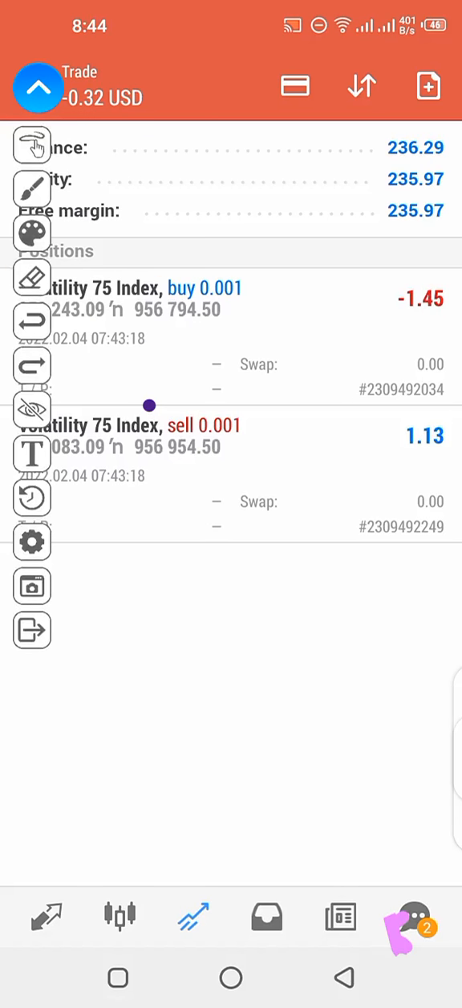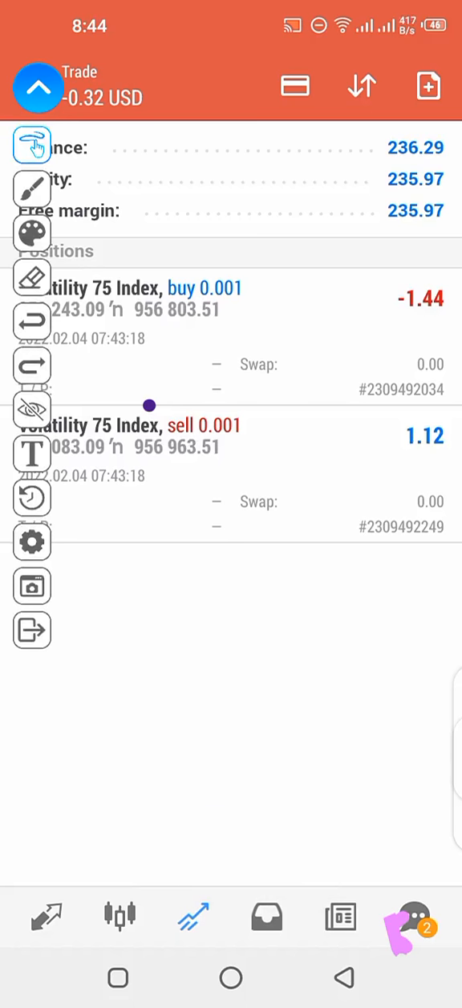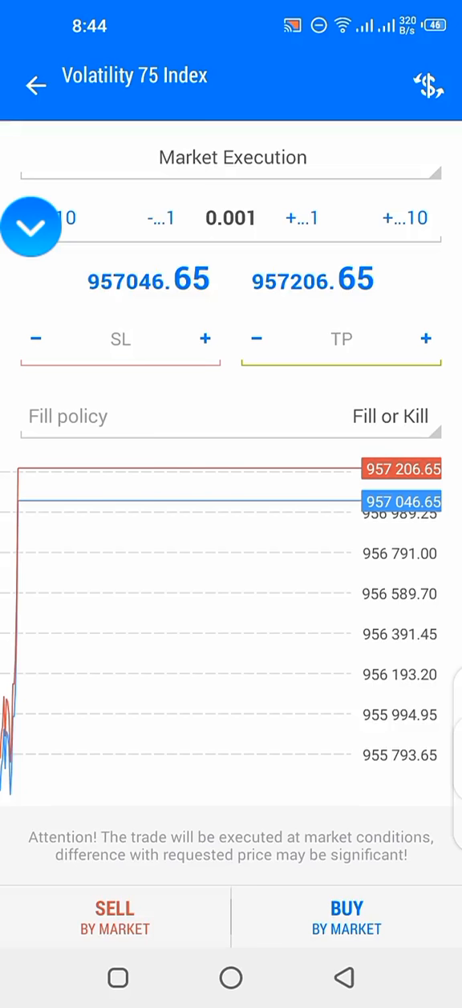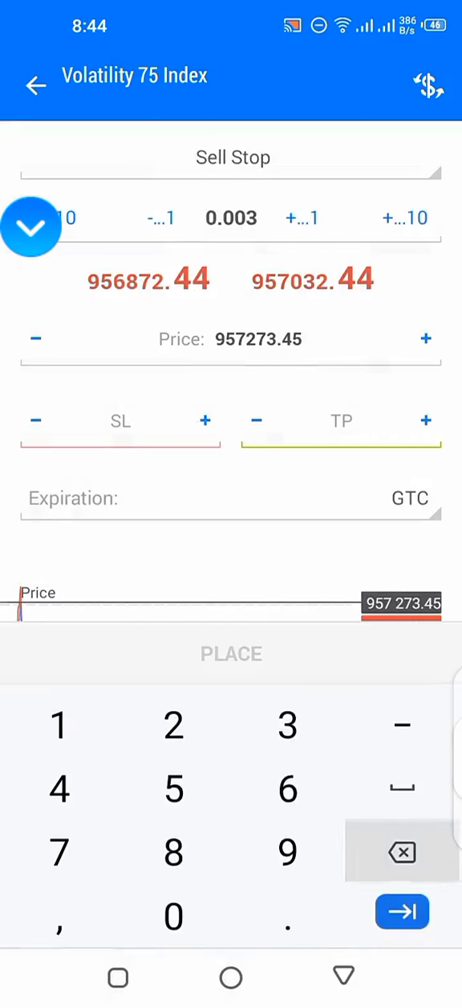All right, so I have two trades. There's a buy trade, there's a sell trade. They're both running currently. What I want to do now is to set the hedge pending order.